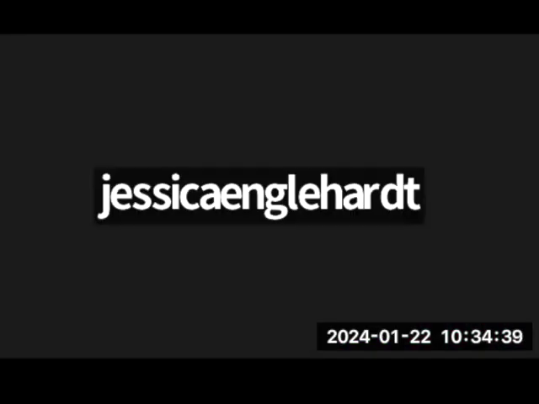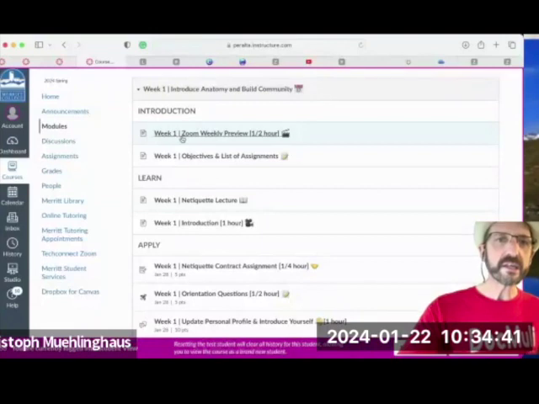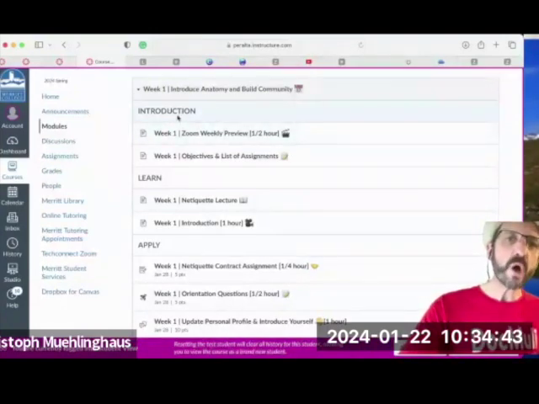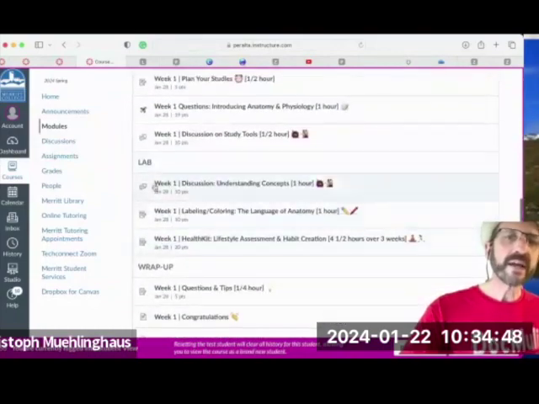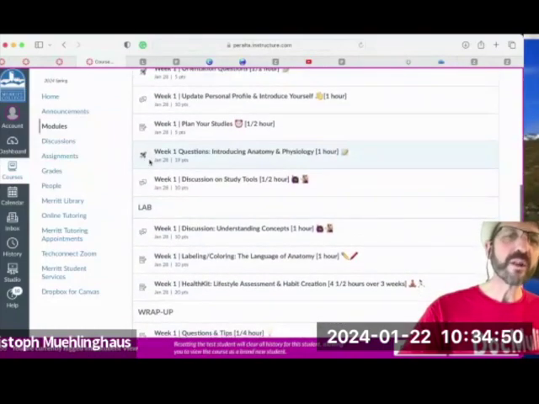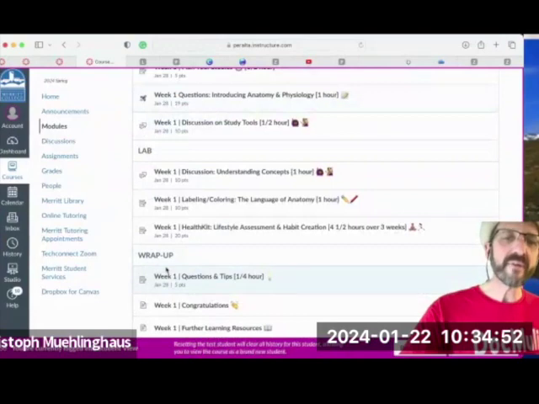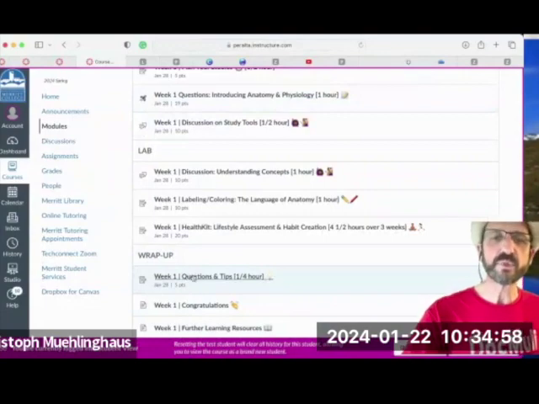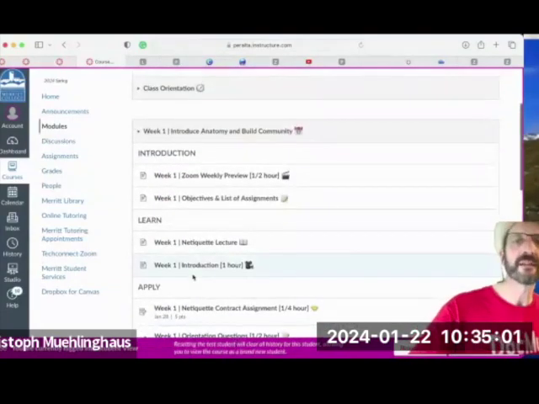So then, when we look at the first week, all these weekly modules have an introduction part, a learning part, an applying part, and a lab part. Those apply and lab are together. And then at the end, we wrap it up. We talk about what we did, and we have some further resources. And we also do a questions and tips Padlet. I don't know if you know Padlet. Yeah, we'll go through that.